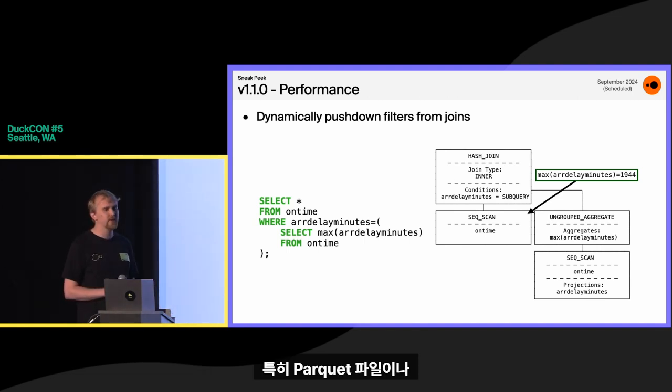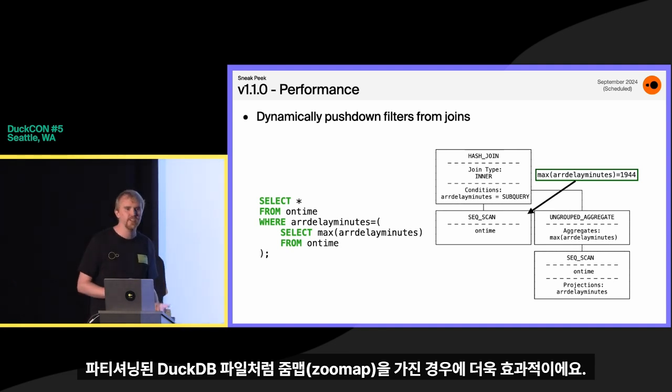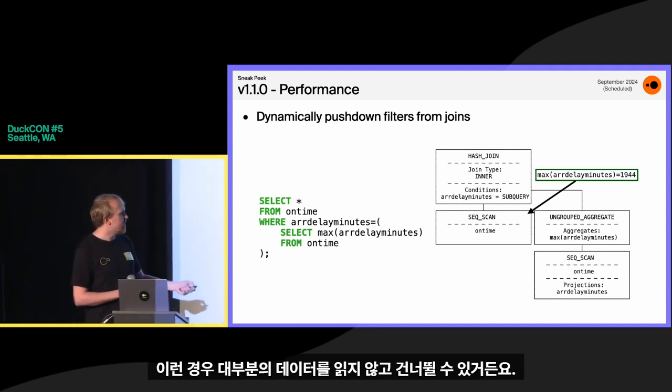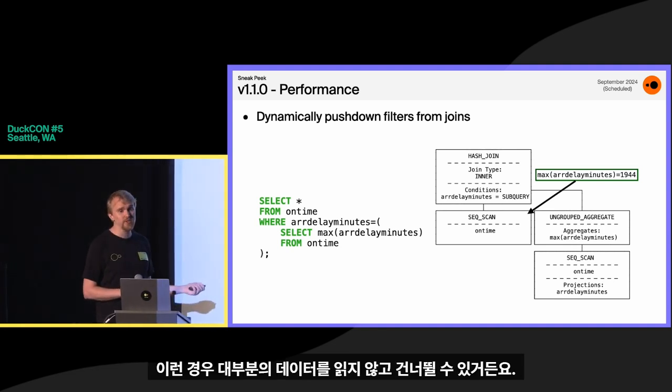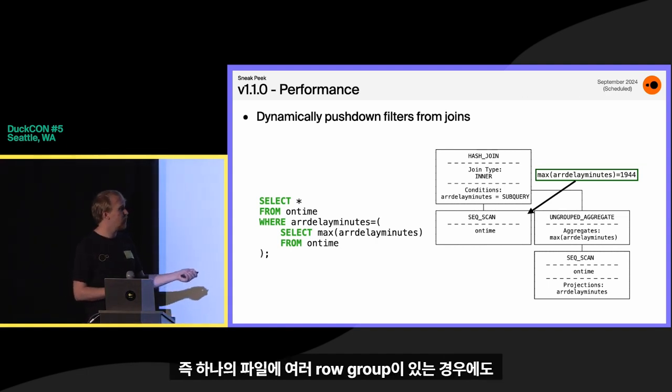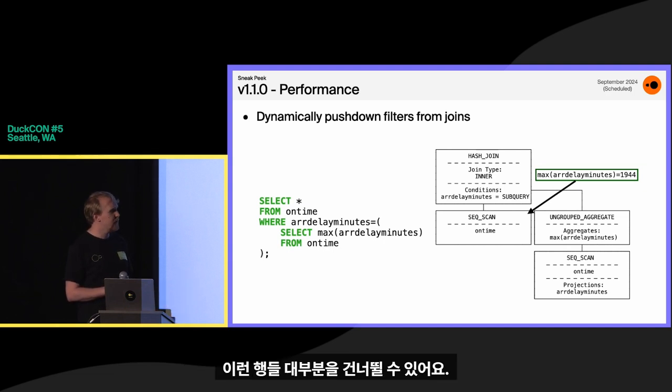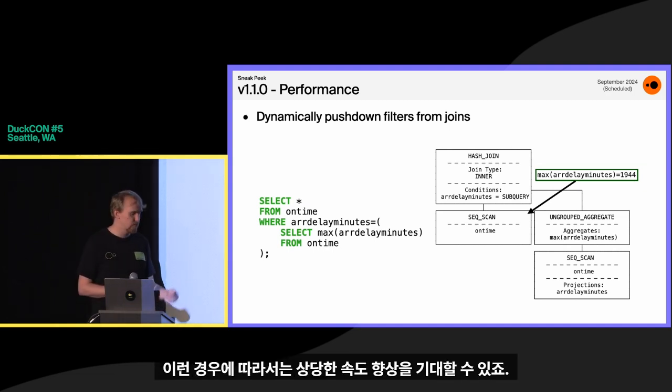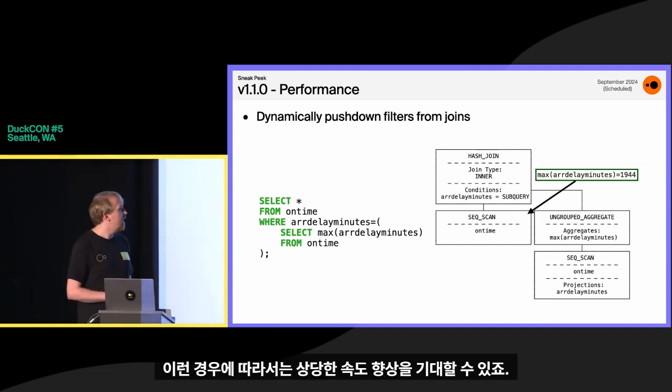especially if you have Parquet files or DuckDB files that are partitioned, that have zone maps. Because then we can skip reading most of the data. So if you have, let's say, a highly partitioned Parquet file, or even a normal Parquet file, just a single Parquet file with row groups, we can skip reading many of the rows in some of these cases, which can offer great speedups.